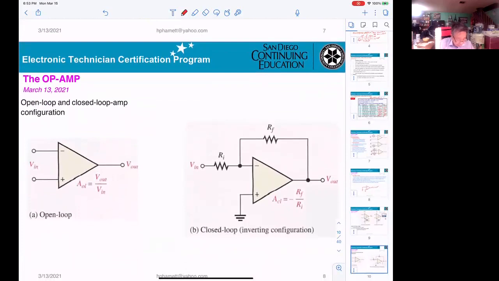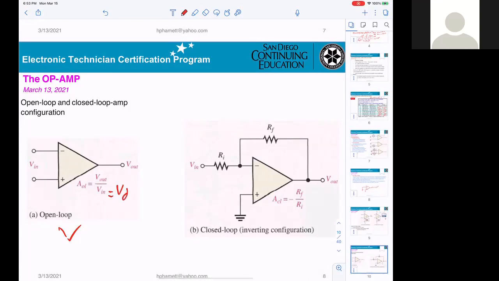Okay. Now open loop and closed loop op amp configuration. On the left side here, we already see open loop. That means the op amp itself, no connection at all, and you get the AOL. AOL means open loop gain, and it is the ratio between V out divided by V in. And V in here is basically the same thing as VD.